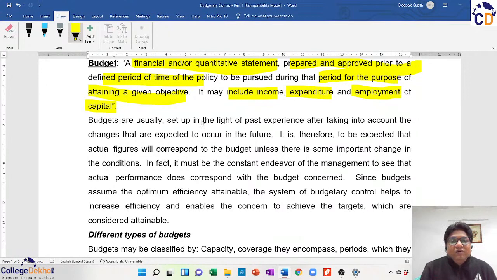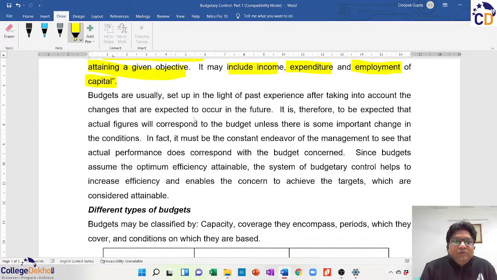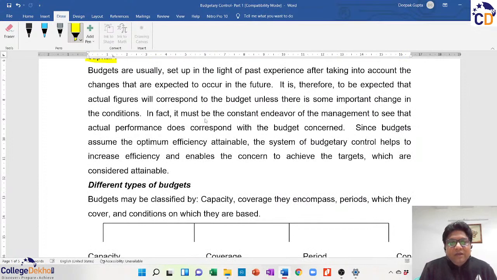But because we will be seeing this paper from the eyes of the cost accountant, when we come to the practicals, we will be focusing more on cost budgets, that is expenditure budgets. And as you have understood earlier, cost is slightly different from expenditure. So we will be focusing on cost budgets primarily, not on income and other budgets. But that will be as we move on to the practical part.